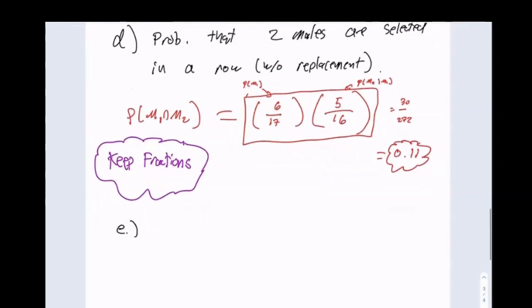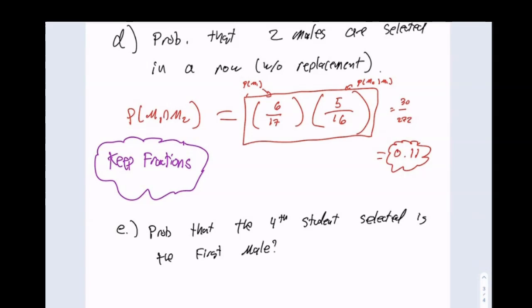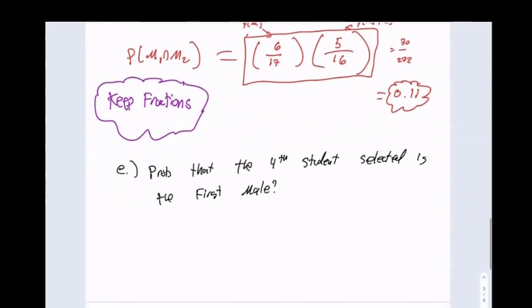This is a new one. So what is the probability that the 4th student selected is the first male? Okay, now we got to think a little bit more conceptually here. Can someone explain what this means? What happened? What must have occurred?